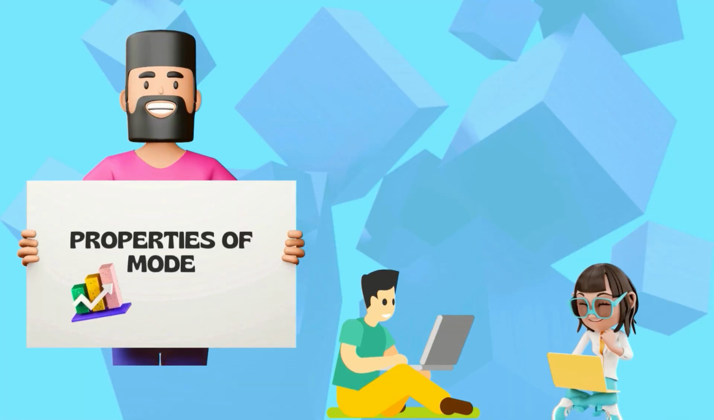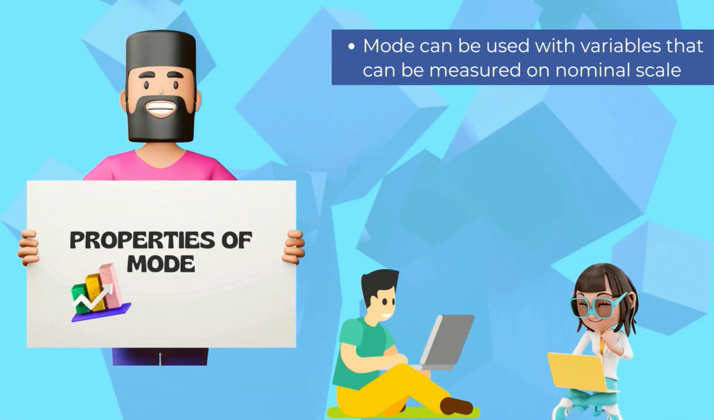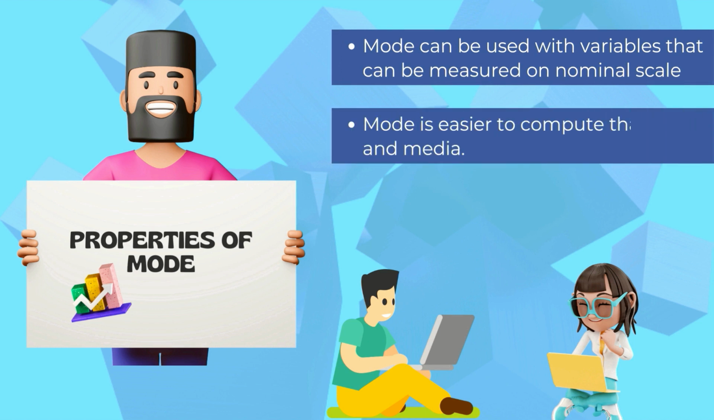At the last, let me talk about the properties of mode, then the advantages and disadvantages of mode. Mode can be used with variables that can be measured on the nominal scale, which is very essential and unique in nature. So mode can be easily used on the nominal scale, which cannot be interpreted or analyzed by the other measures of central tendency like median and mean.